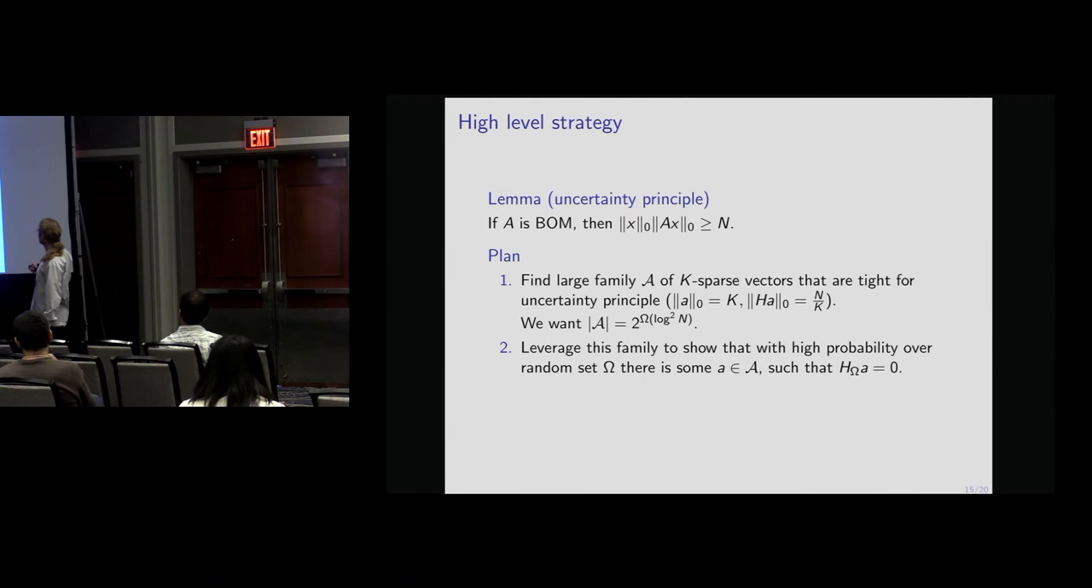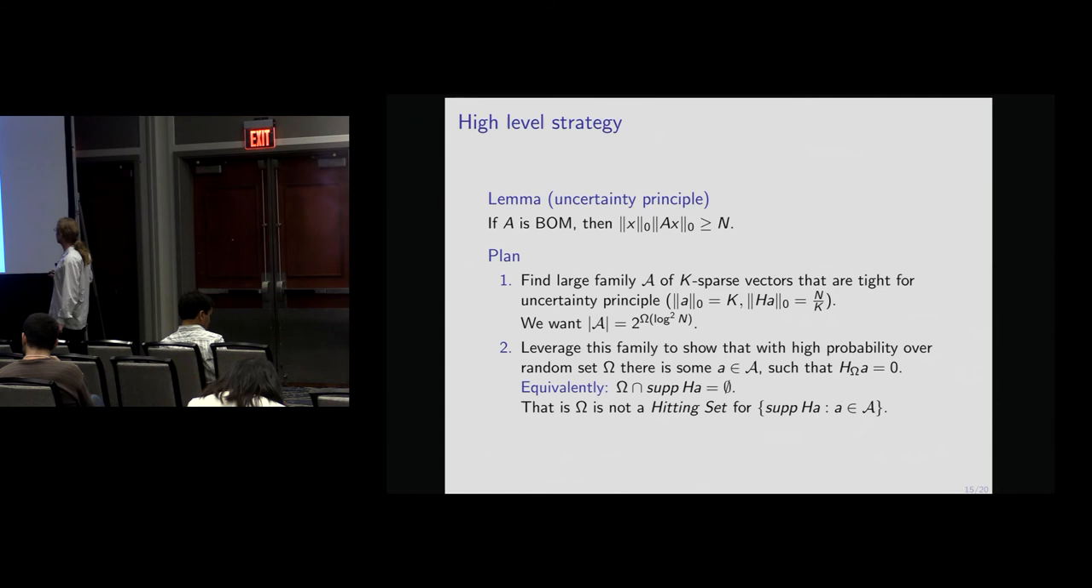Now, we want to use this family to show that if I take omega to be a random set of rows of my matrix H, then with high probability one of those sparse vectors in my family is actually in the kernel of H sub omega. What does that mean? Equivalently, my set omega of indices has empty intersection with the support of HA for one of the A's. Or again, equivalently, thinking combinatorially of a set system, for each vector A in my family script A, I look at the support of its Fourier transform. If I think about this set system, I want to say that with high probability, omega is not a hitting set for this set system if the expected number of elements in omega is too small.